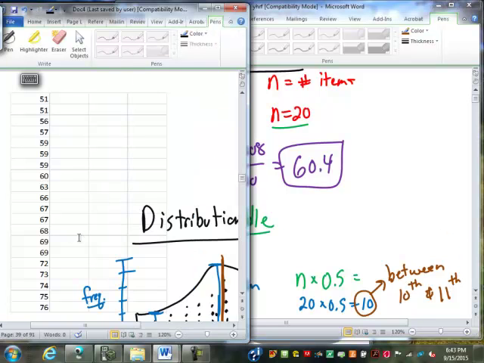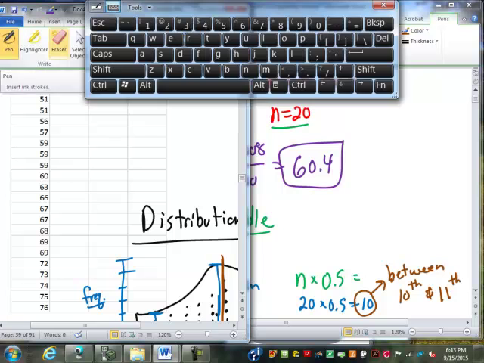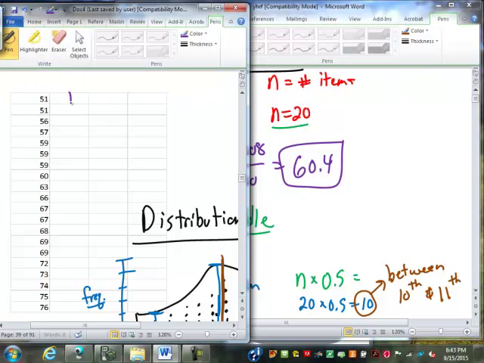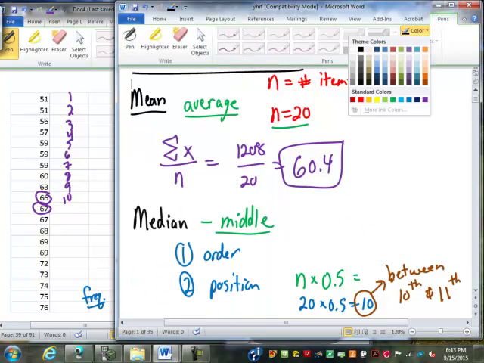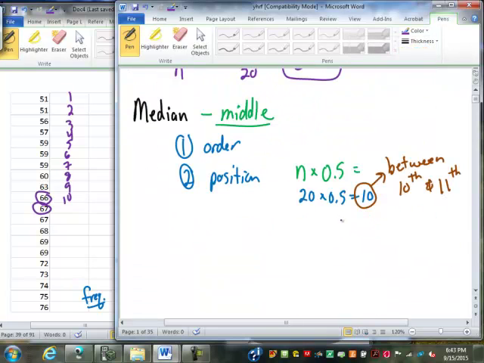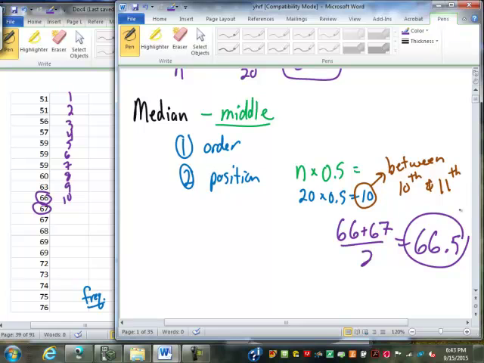So coming over here, we go 1, 2, 3, 4, 5, 6, 7, 8, 9, 10. The 10th number is 66, the 11th number is 67. So to be between 66 and 67, I'm just going to add those two together. 66 plus 67 and divide by 2. Most of you probably saw that was going to be 66.5, but sometimes they're not right next to each other like that. So our median of that set of data is 66.5. That's the number that's exactly in the middle.